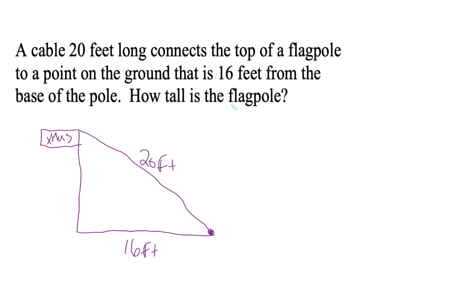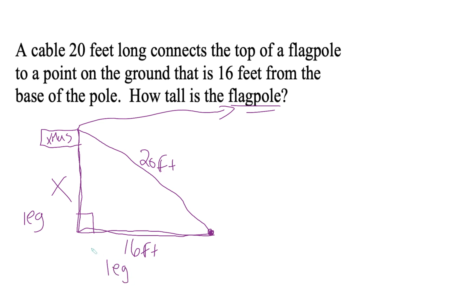And they want to know how tall is the flagpole. So remember, this is our flagpole here. That's our x. They want to find out how tall is the flagpole. Now notice the flagpole and the base is what's forming your right angle. So these are your legs. So this is a leg and this is a leg. But notice we are missing a leg. When you're missing a leg, what do we have to do?